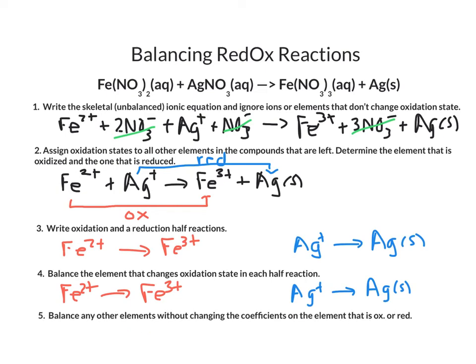Step 5 is to balance any elements that aren't the one that's oxidized or reduced, so any other elements, without changing the coefficients that you've already put onto the elements that are oxidized or reduced. Now, in this case, we have no other elements, so we can skip step 5.